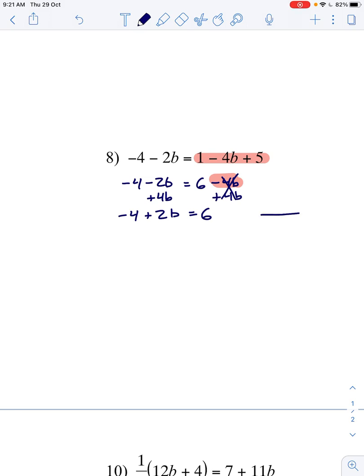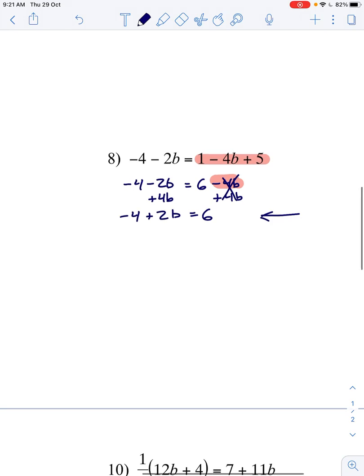Well, once I get to this step right here, now it's just like the other problems. I need to now use my inverse operations. So the first thing I'm going to do in solving this problem is add 4 to both sides. That's going to leave me with 2b on this side because the negative 4 plus 4 cancel each other out. On the right side, 6 plus 4 is 10. And now I've got 2 times b. And how do I undo a multiplication? I divide it. So then I have to divide both sides by 2. So that's going to leave me with b equals 5.